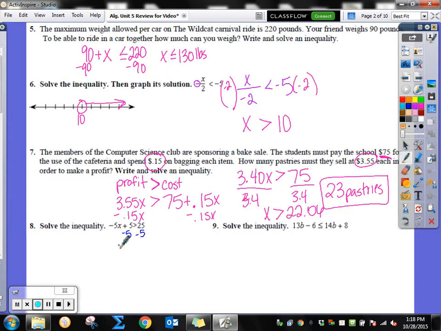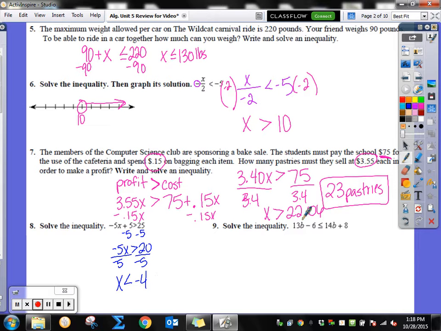So if we subtract 5, negative 5x is greater than 20. We divide by negative 5. Because we are dividing by a negative, we have to flip our inequality. X is less than negative 4.